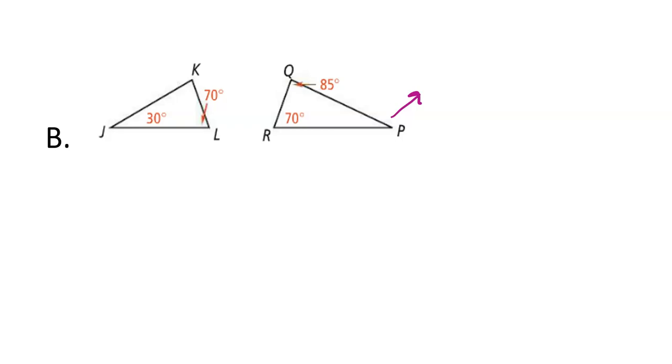So 180 minus 70 would be 110. If you subtract 85, you get 25. Okay, we also need to find out this one. So 30 and 70 are 100, so K would be 80. Okay, so do that. If you have two angles already there, find the other ones to see if they even match. So we have two angles that are 70, that's okay, but the other two pairs do not match, so these are not similar, okay? So I'm going to say not, actually I'm just going to go like this.